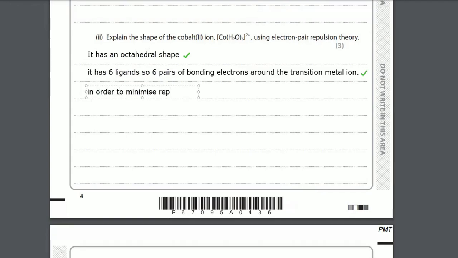What do those 6 pairs want to do? Well, they're all pairs of electrons, so they want to get away from each other. So in order to minimize the repulsion, this is the arrangement they form. This is the furthest apart they can get in terms of the 3 dimensions that are available. And so you don't have to draw a diagram, but you can pick up marks if you've drawn the diagram and you couldn't put this into words.